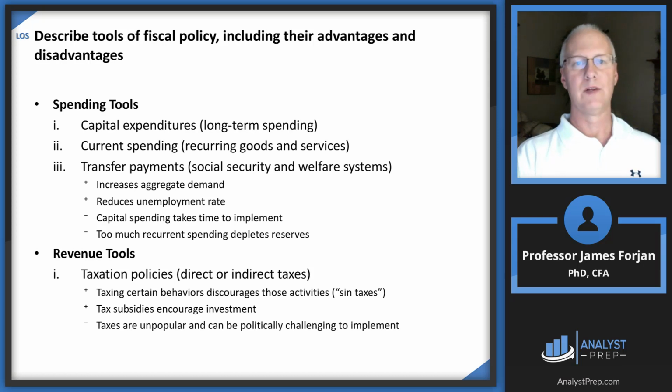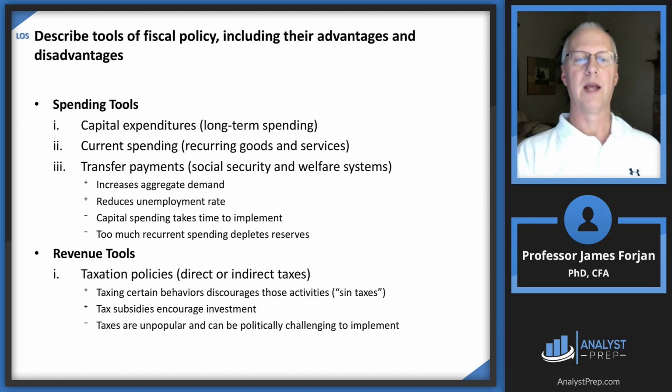Now, this leads right into the advantages and disadvantages of fiscal policy. So remember what I said. Federal government does two things. They spend and they tax. So they have revenue tools and they have spending tools. And so they can spend over the long term. They can spend in the short term, but re-spend. So these are recurring. And then transfer payments, which are the social programs. Revenue tools, of course, are all the taxation policies.